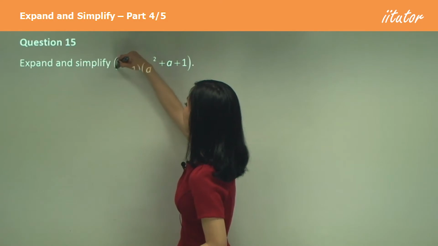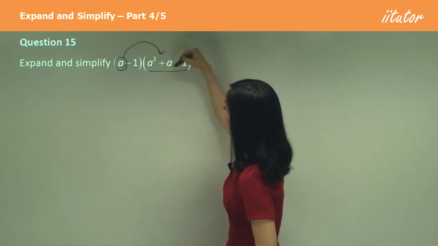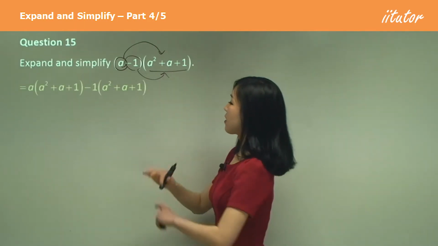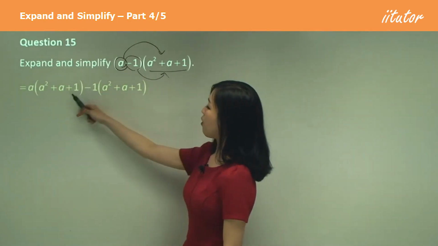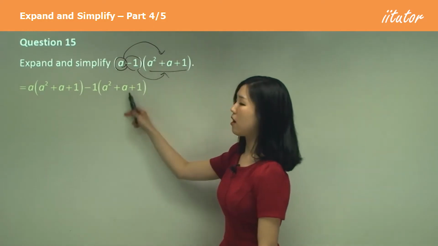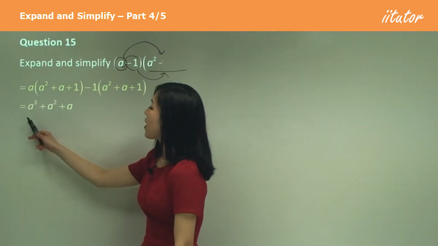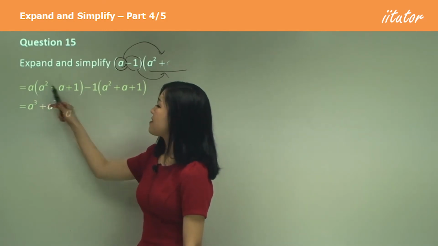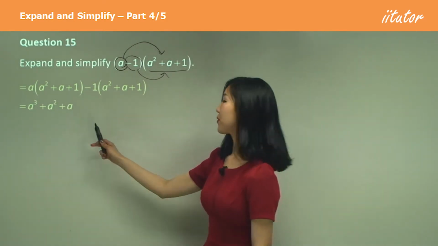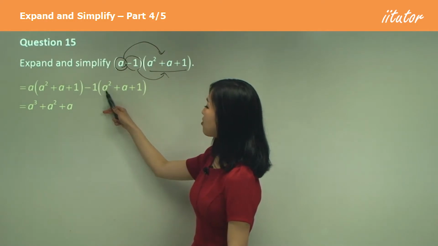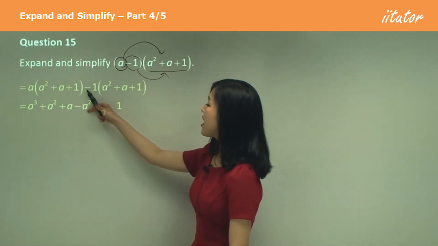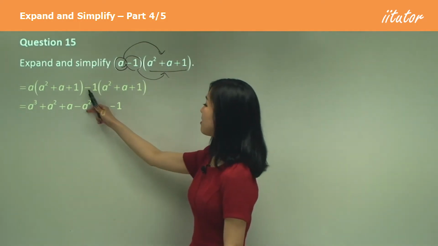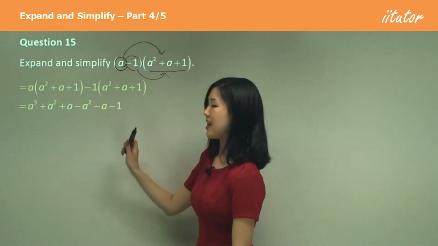So a times the big bracket and -1 times the big bracket. So if I expand it out, it's going to be a times that whole thing minus 1 times that whole thing. So a times a squared is a cubed, a times a is a squared, a times 1 is a, yep. And then -1 times a squared is negative a squared, -1 times positive a is negative a, and -1 times positive 1 is -1.